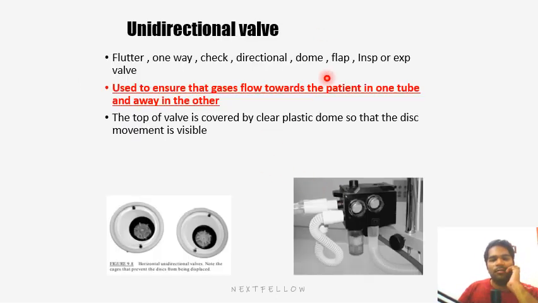Now the unidirectional valve. We already saw about the unidirectional valve. One function you already know, it is used to ensure that gases flow towards the patient in one tube and away from the patient in the other tube. So this is the function of the unidirectional valve. Here is one unidirectional valve, here is one unidirectional valve. It is covered by a transparent glass-like material, so we can see whether the unidirectional valve is functioning. It will go up and down like this. I will show you another picture.